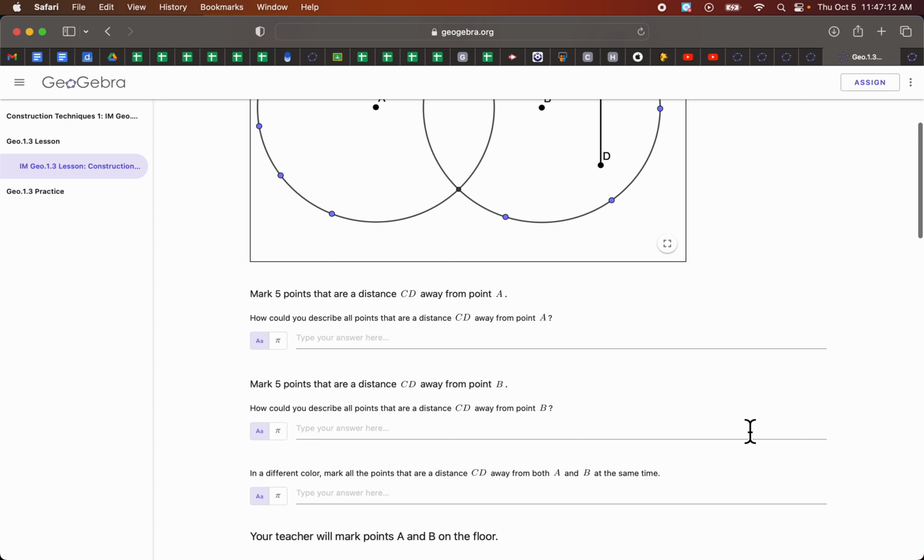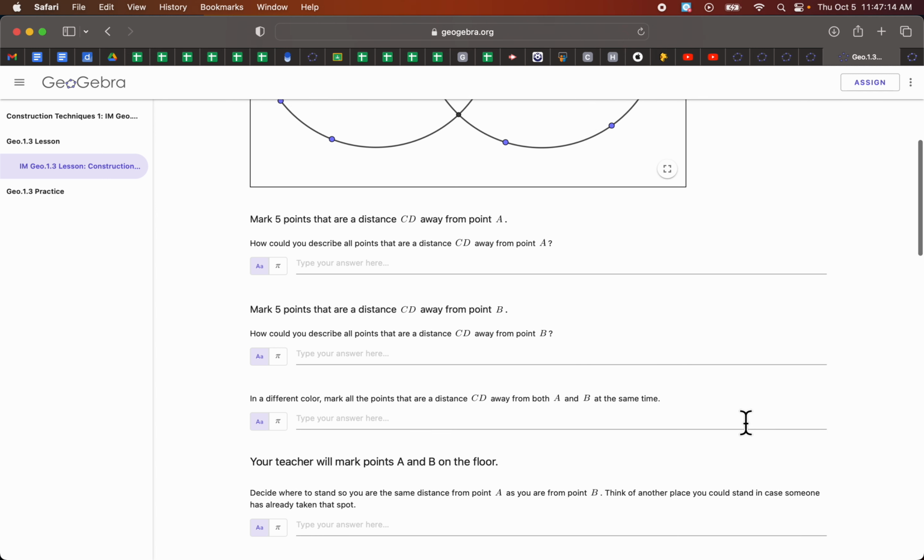That's this. Your teacher will mark points A and B on the floor. Decide where to stand so that you are the same distance from point A as you are from point B. Now, we did this in class, except we used a plant and a roll of paper that I had set up on the other side of the room. And you got up and stood, and someone stood right in the middle, for sure.